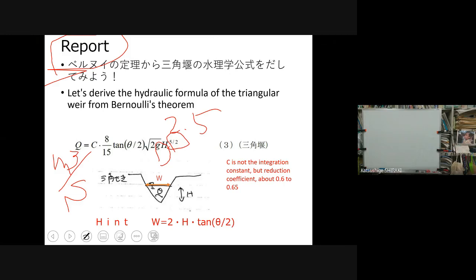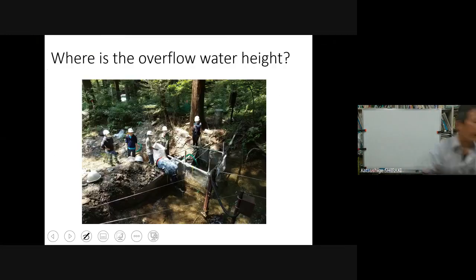And you can calculate some parameters like here, in a report like this. Be careful that the parameter C is not the integration constant, but the shrinking coefficient, or reduction coefficient, of the water flow. So that means this one.